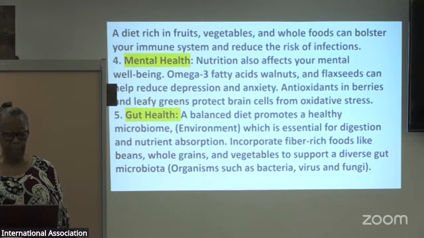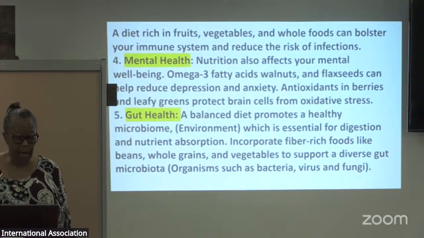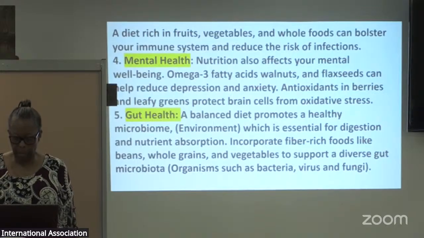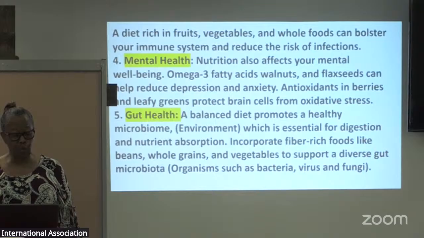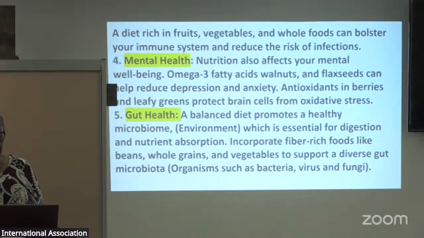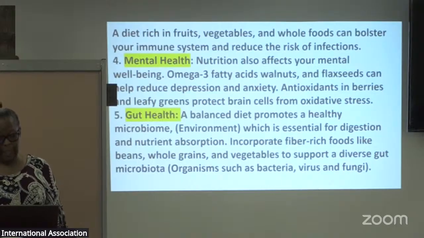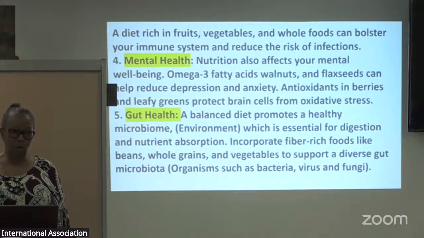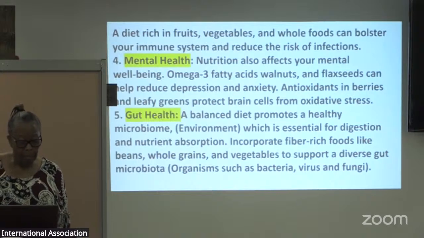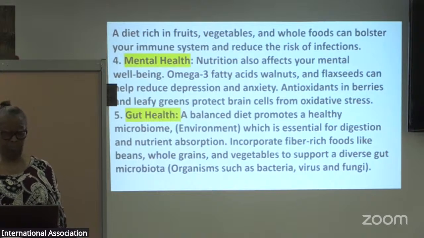Gut health. A balanced diet promotes a healthy microbiome environment, which is essential for digestion and nutrient absorption. Incorporate fiber-rich foods like beans, whole grains, and vegetables to support a diverse gut microbiota, which is organisms such as bacteria, viruses, and fungi.